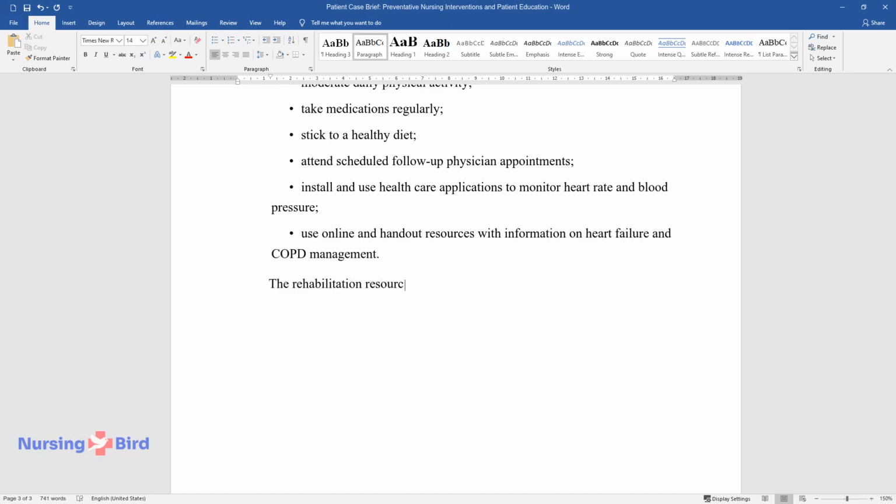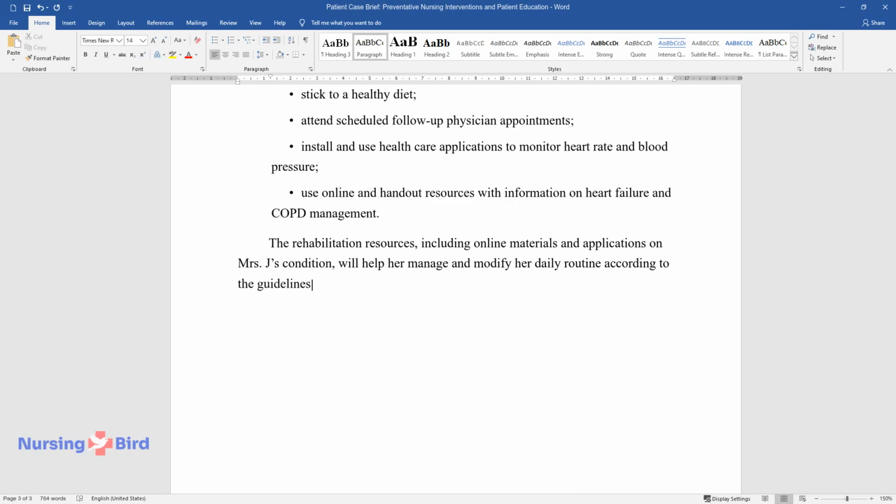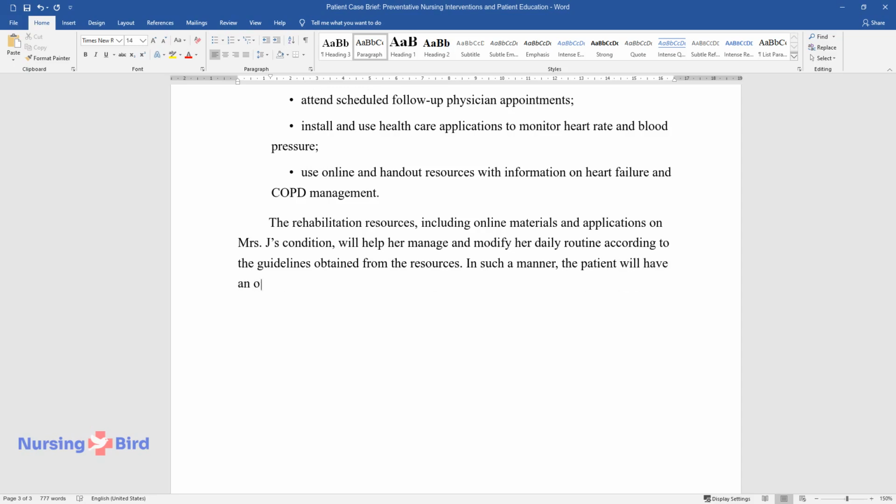The rehabilitation resources, including online materials and applications on Mrs. J's condition, will help her manage and modify her daily routine according to the guidelines obtained from the resources. In such a manner, the patient will have an opportunity to receive answers to her questions independently and avoid complications.